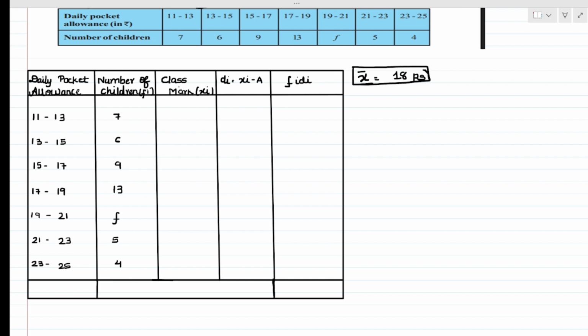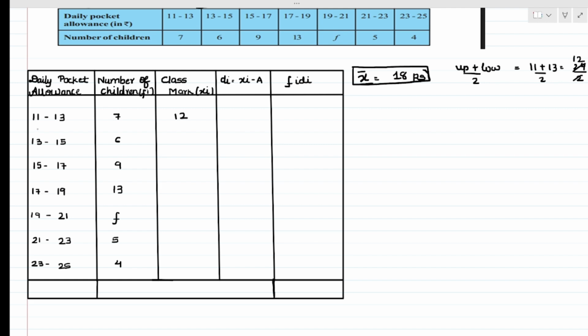Now comes your third column, which is your class mark. In the previous video, we already learned how you can find your class mark. The formula for class mark is (upper limit plus lower limit) upon 2. That means it becomes (11 plus 13) upon 2, that is 24 upon 2, so it gives you 12. So this becomes your class mark, 12.